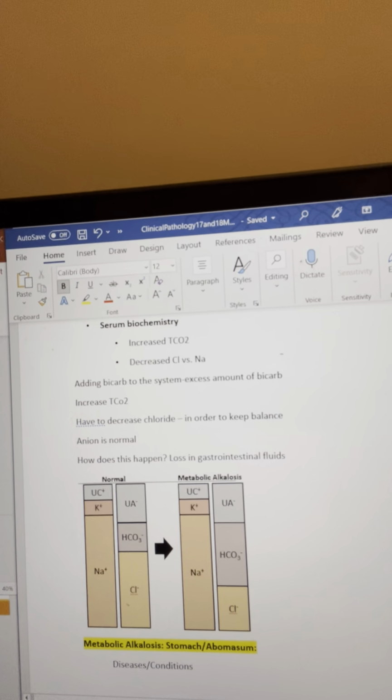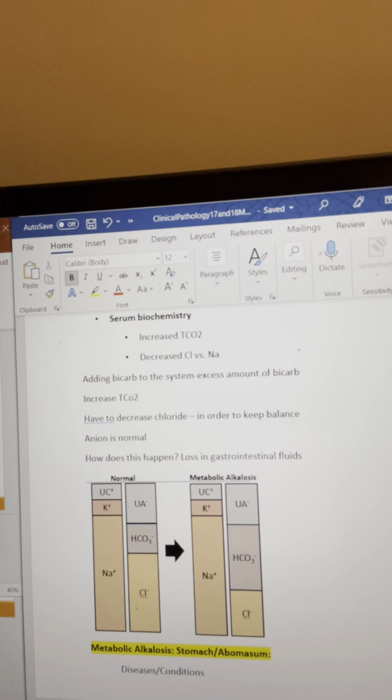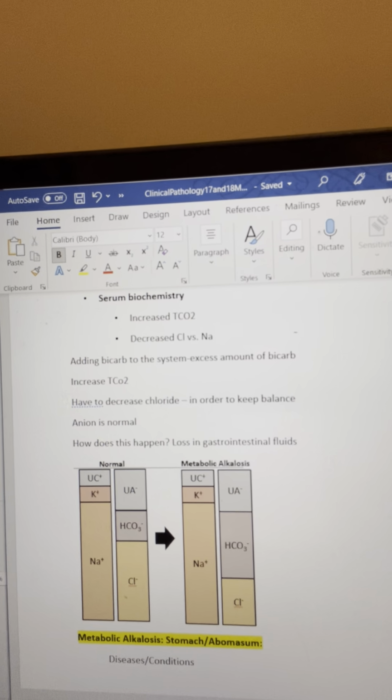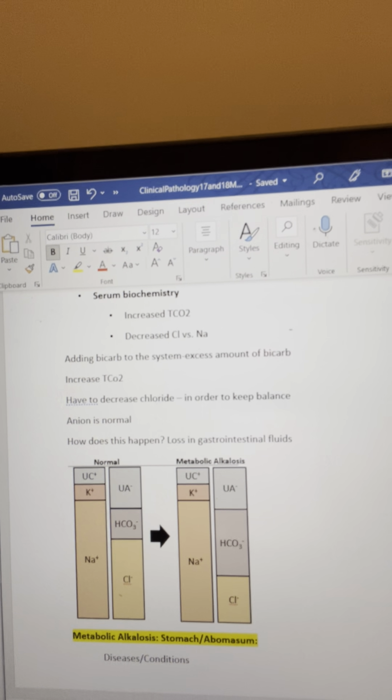So now getting into metabolic alkalosis, this is when hydrogen ions are too low. Here our total CO2 is increased, our chloride is decreased, but we have a normal anion gap. Diseases and conditions that cause this are stomach and abomasum disorders, primary respiratory acidosis, hypokalemia, and bicarbonate administration. On serum biochemistry, we would see an increase in total CO2 and a decrease in chloride versus sodium. Here we're adding bicarb to the system, so we have an excess amount of bicarb. This causes an increase in TCO2, so we have to decrease chloride in order to keep the balance, and the anion gap is normal.